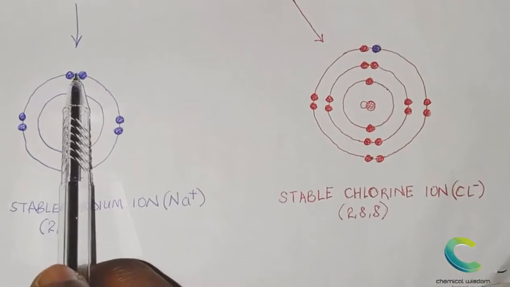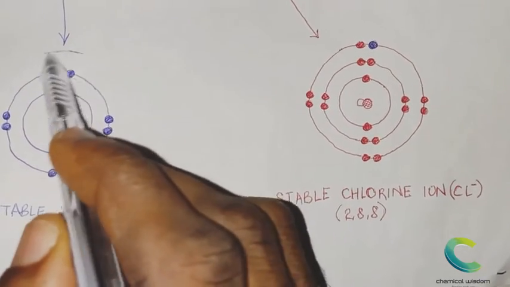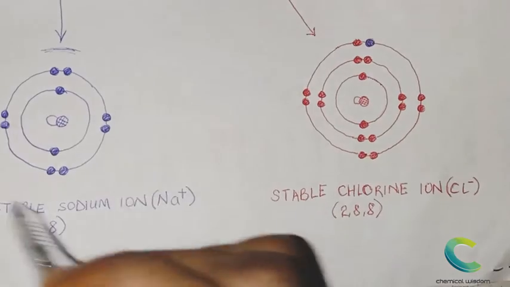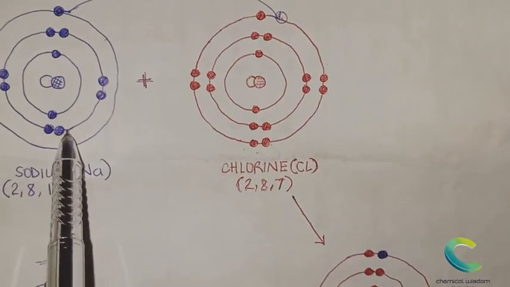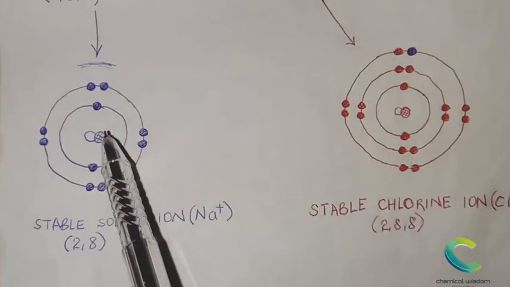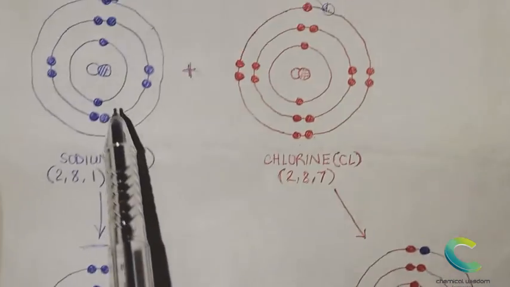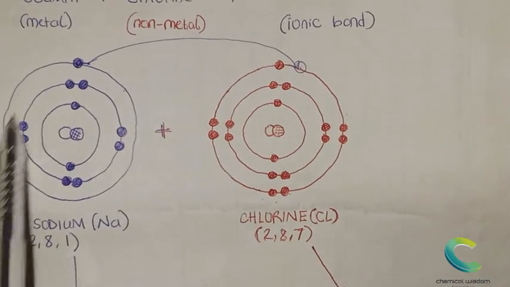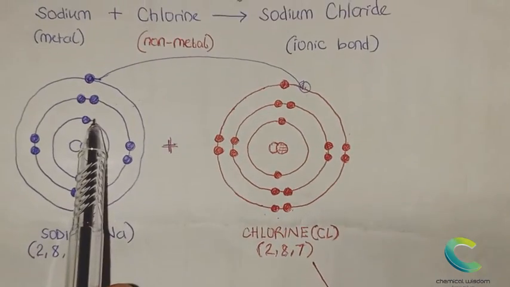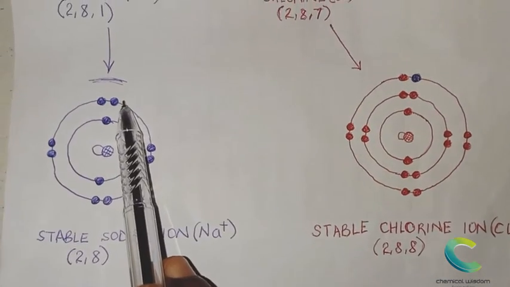The sodium, on losing that single valence electron, had 3 shells before: 1, 2, 3 shells. The new sodium has only 2 shells. When it loses this valence electron, the third shell ceases to be the valence shell. The second shell now becomes the valence shell. That's what's going on here.